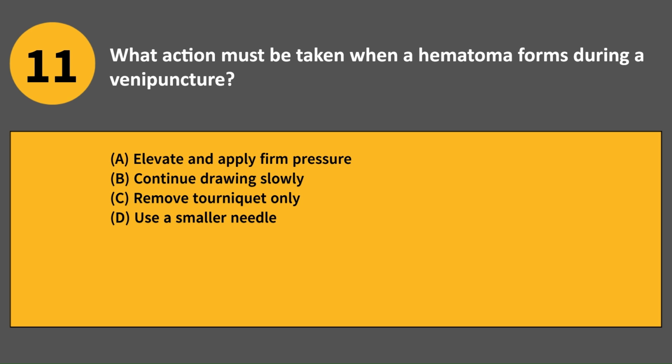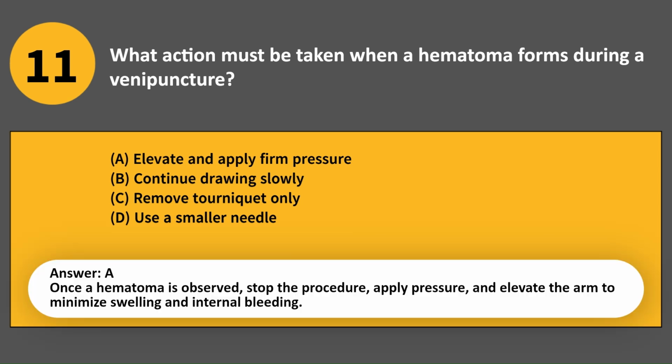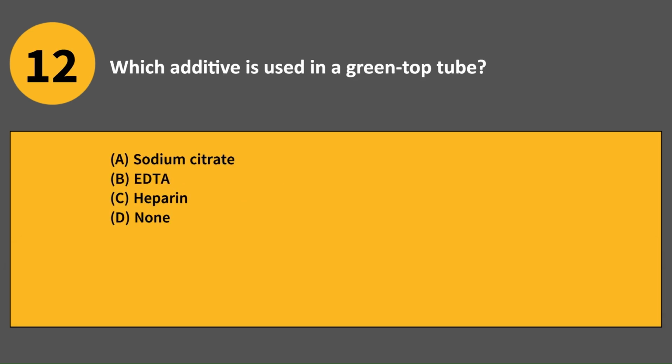A. Elevate and apply firm pressure. B. Continue drawing slowly. C. Remove tourniquet only. D. Use a smaller needle. Answer A. Once a hematoma is observed, stop the procedure, apply pressure, and elevate the arm to minimize swelling and internal bleeding.